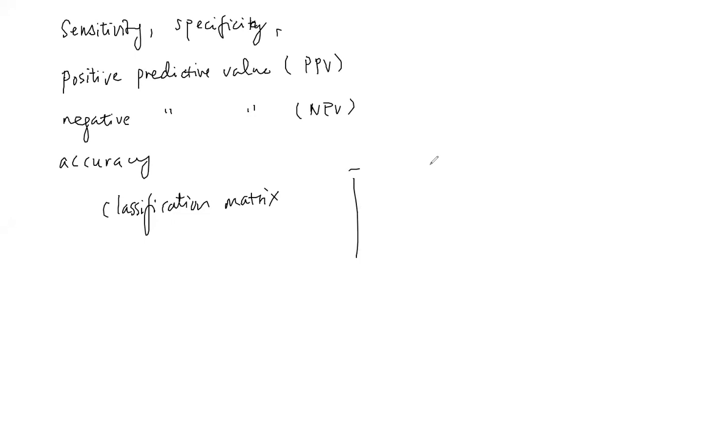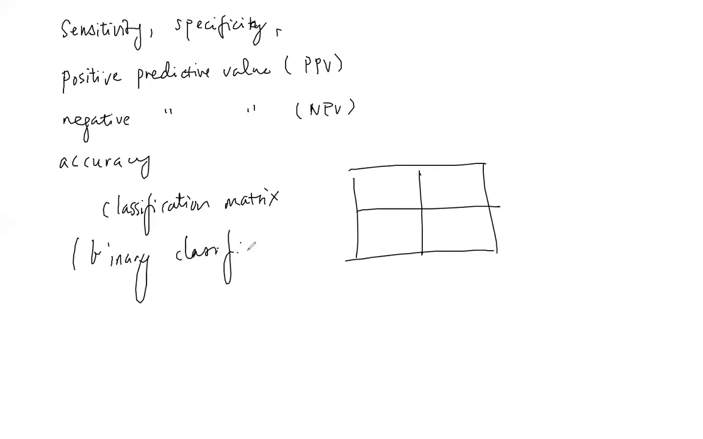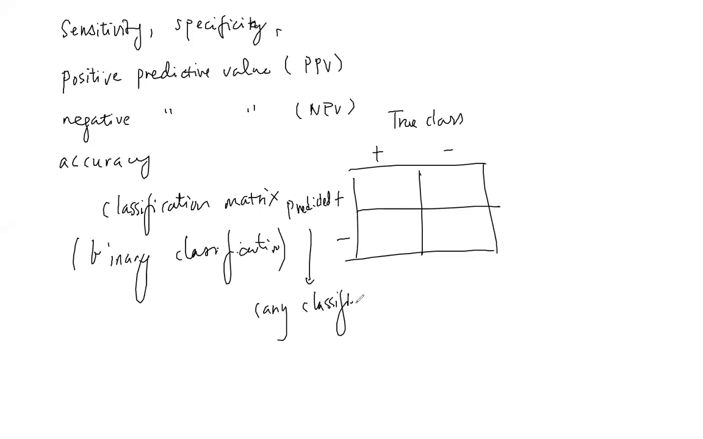So for the case of binary classification, you will have the true class, positive and negative, and the predicted class, predicted using any classifier. You will have these quantities A, B, C, and D. Here you have your column marginal. Sorry, this is your total.